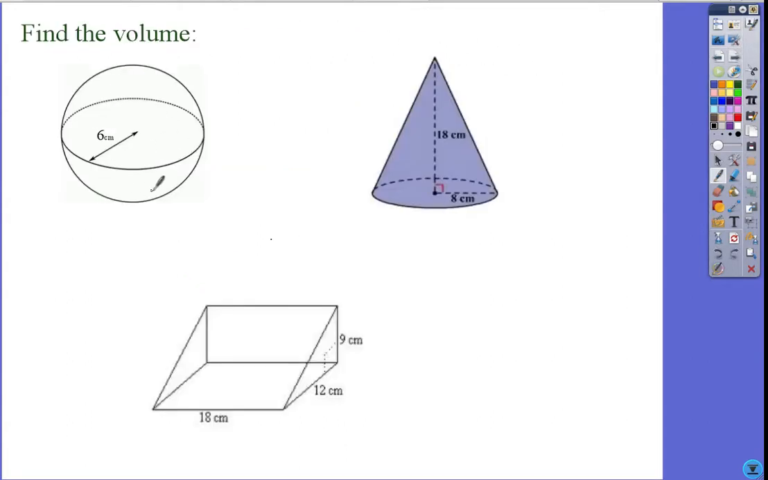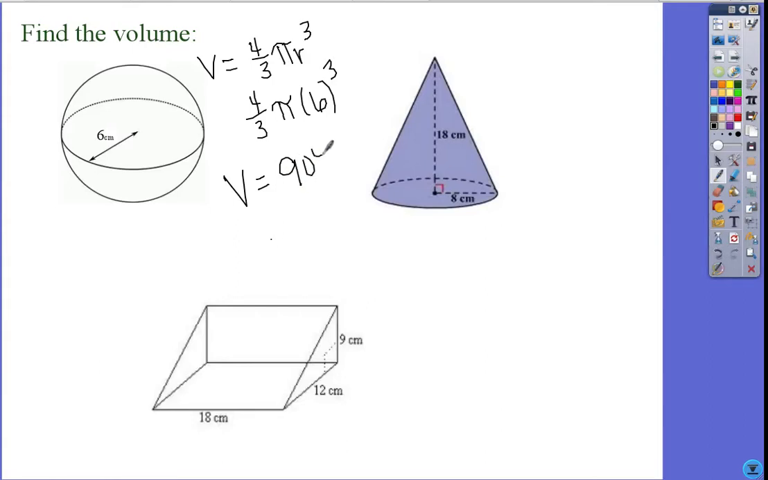Find the volume here of this sphere. Well, this is one of those formulas that you have to know. Volume is 4/3 pi r, not squared, cubed. So we have 4/3 times pi, or 3.14, times 6 cubed. So the volume here is going to be about 904.32 centimeters, again, cubed.